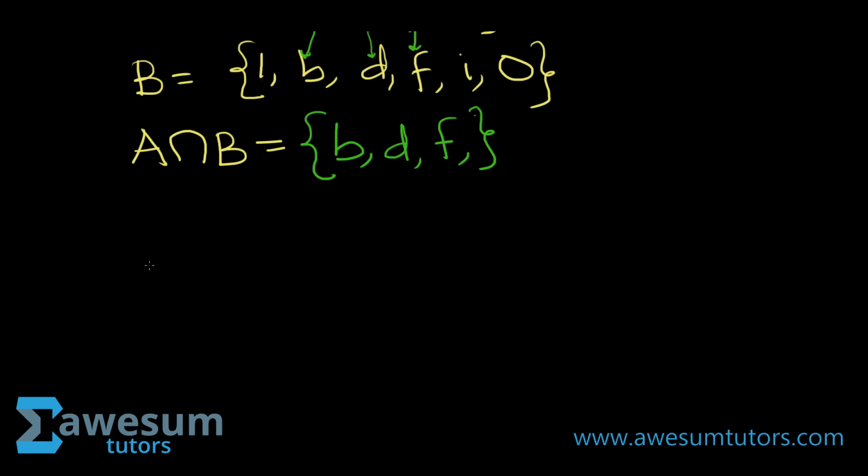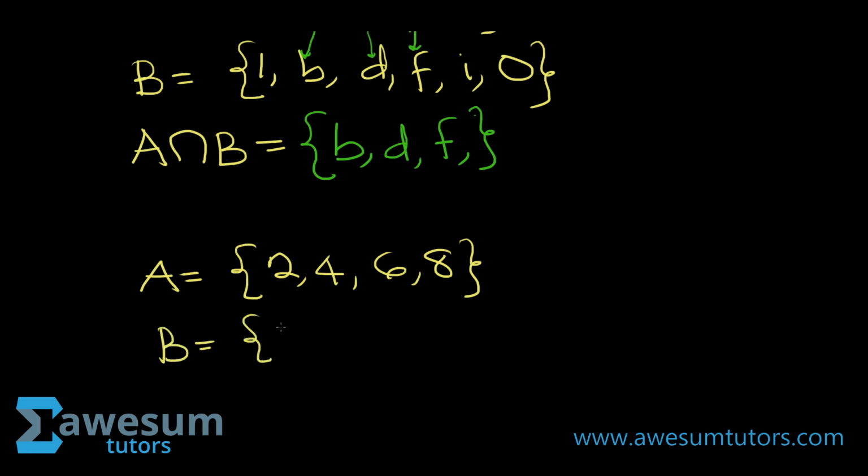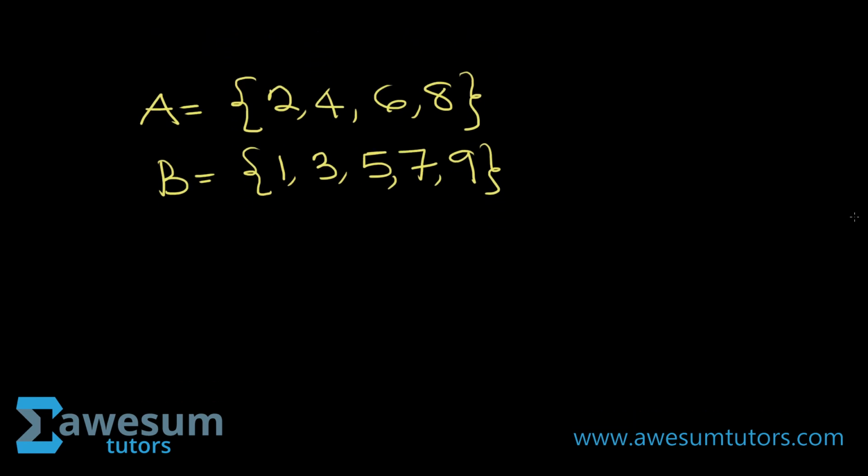Okay, now what about a situation where you have been given that set A is 2, 4, 6, 8, and you are told that set B is 1, 3, 5, 7, and 9. Okay, and you are told to find A intersection B. Again, A intersection B means what A and B both have in common. So what does A and B have in common?